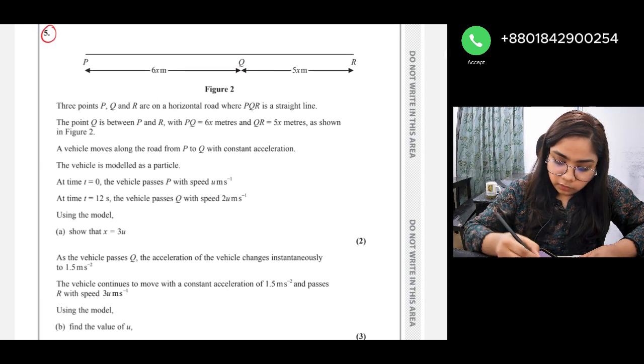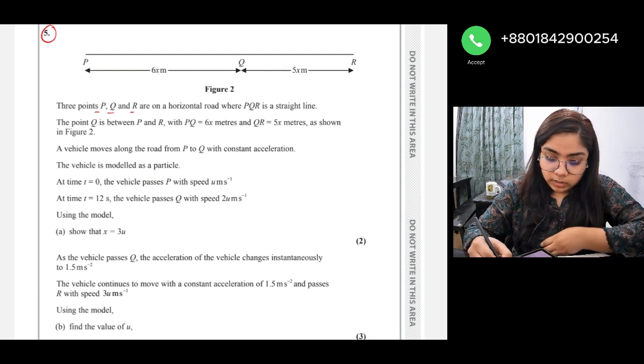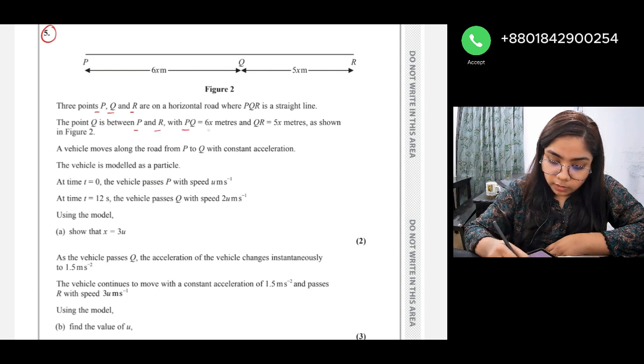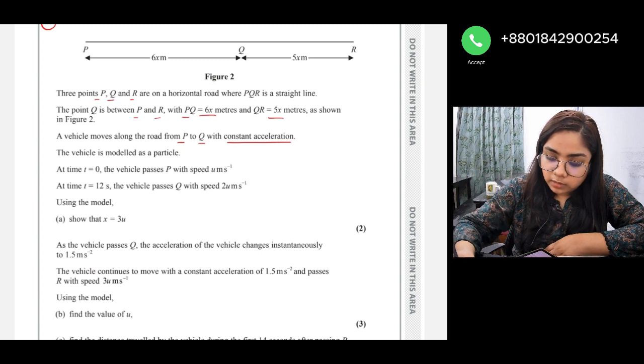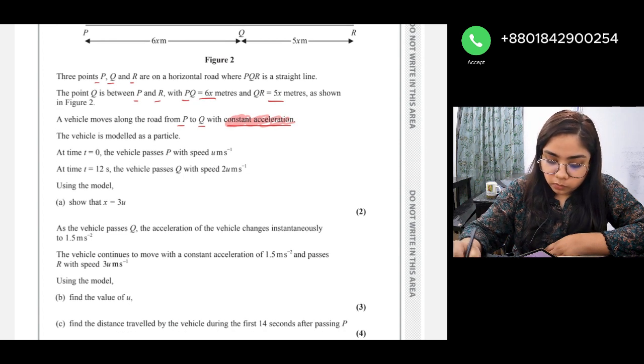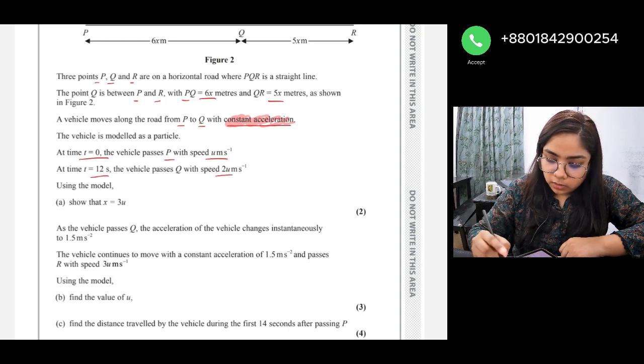Okay, now over here it says that 3 points PQR are on a horizontal road where PQR is a straight line, and point Q is between P and R, with PQ is 6x and QR is 5x as shown in the diagram. A vehicle moves along the road from point P to Q with constant acceleration. This one is extremely important, that the acceleration for the entire journey was not the same, maybe only the acceleration for that section PQ was the same. And again, it was stated that the vehicle was modeled as a particle, and at time t equals 0, the vehicle passes P with speed u, and at time t equals 12, the vehicle passes Q with speed 2u.